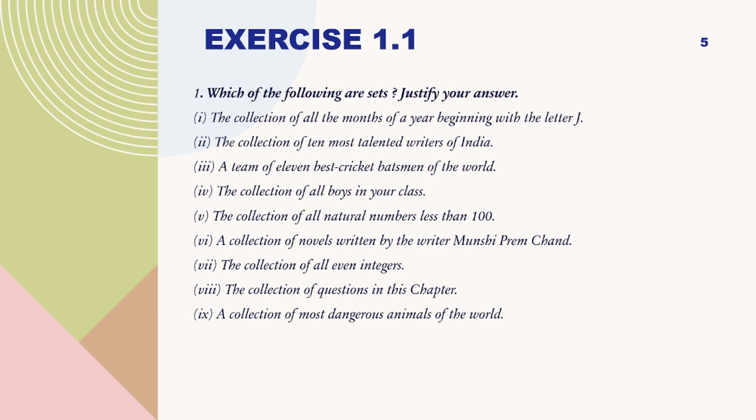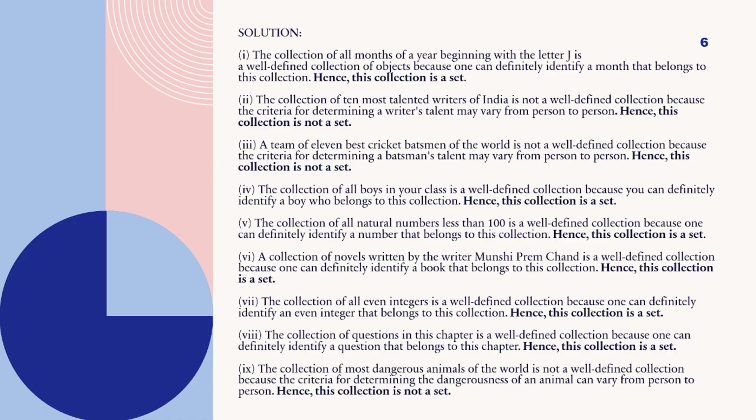Let's get started with exercise 1.1. Which of the following are sets? Justify your answer. The collection of all the months of a year beginning with the letter J. Let's see the answer. The collection of all months beginning with the letter J may be January, June, July, like that. So it is a collection. We say this collection is a set.